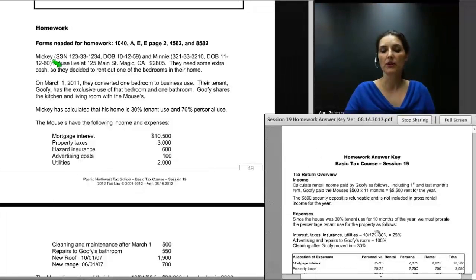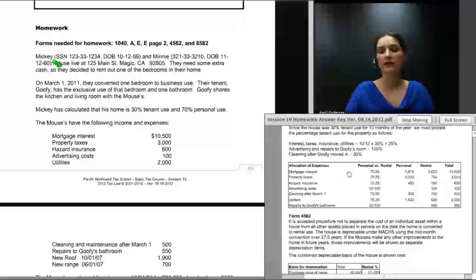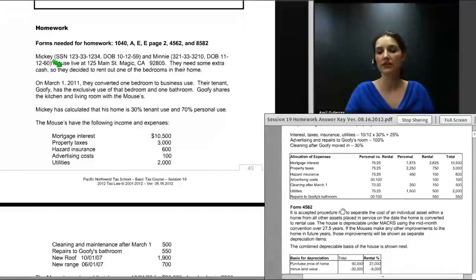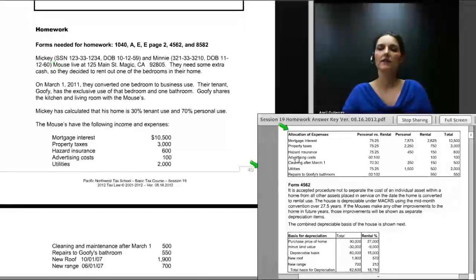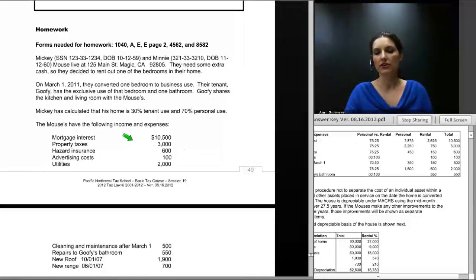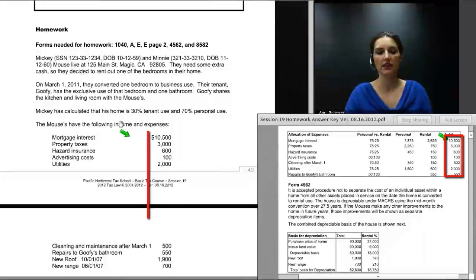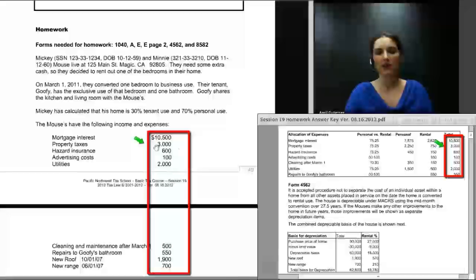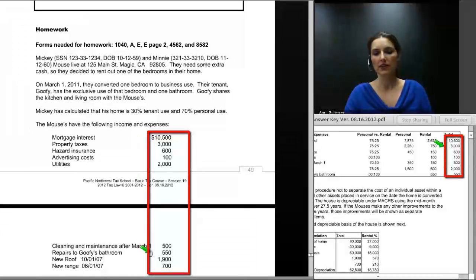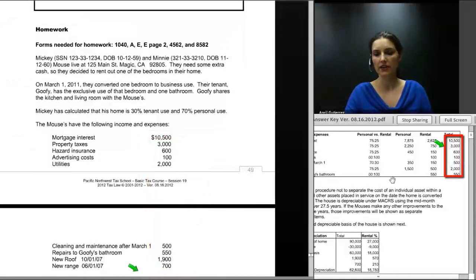So really the starting point with this problem is to create a table, and I've done that. You can see the answer key right here in front of you. I've got a table, and on this table, we've got the following allocations. You can see that we've taken the mortgage interest and the totals for mortgage interest. Here is the total for mortgage interest on the answer key. The taxes are $3,000. You can see the taxes totaled at $3,000, and all of the other expenses are carried over and totaled on the answer key.